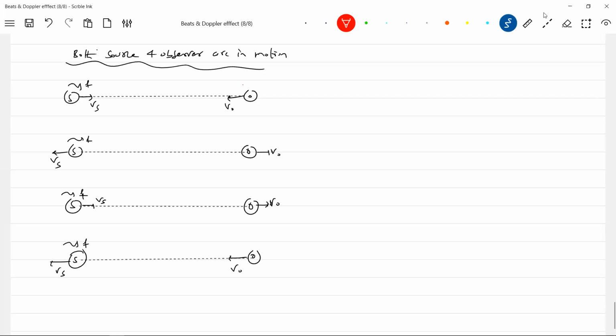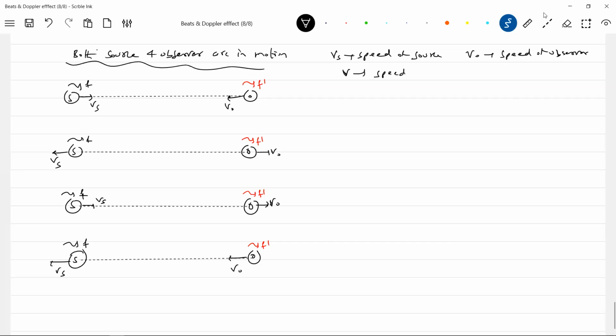And it will be received at F dash. So how to calculate the apparent frequency? And what is V? V is called as the speed of source. What is V naught? Speed of observer. And what is V? Speed of sound.